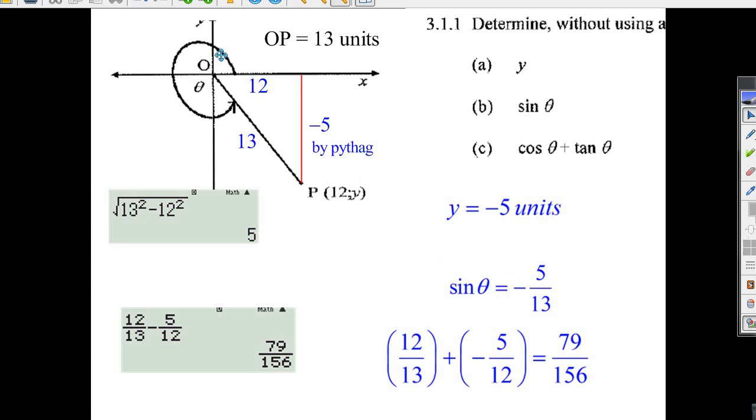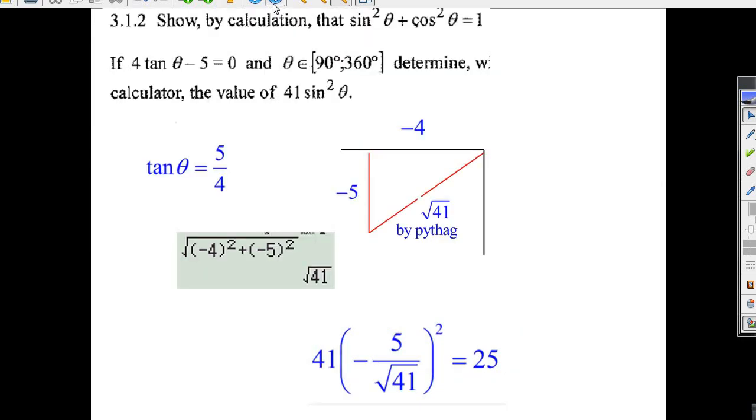What's the sine of this angle? Well, that's opposite over hypotenuse, minus 5 over 13. That's that one. What's the cosine of theta? Positive 12 over 13. What's the tan of theta? Minus 5 over 12, opposite over adjacent. Hey, that's not a very nice one to add. I did it on my calculator, and it told me it was 79 over 156. Well, there's the first trigonometry Pythagoras question.